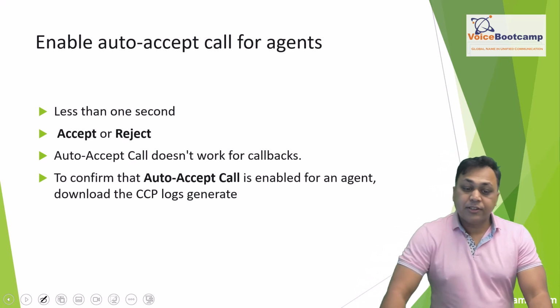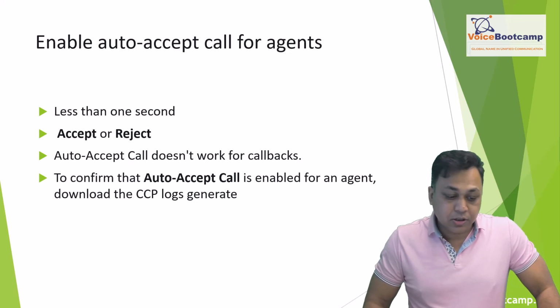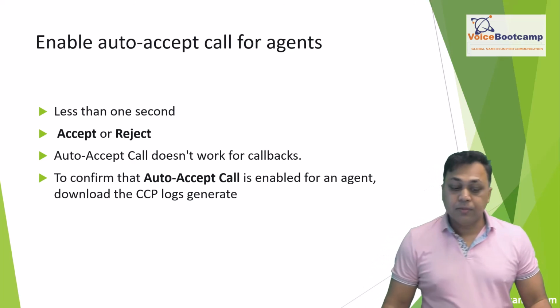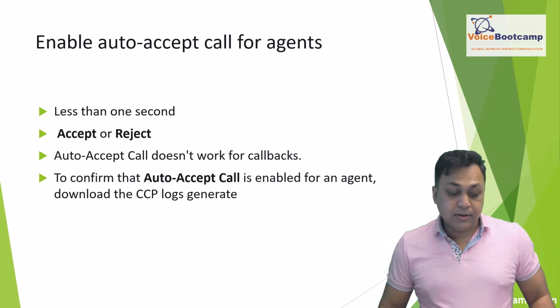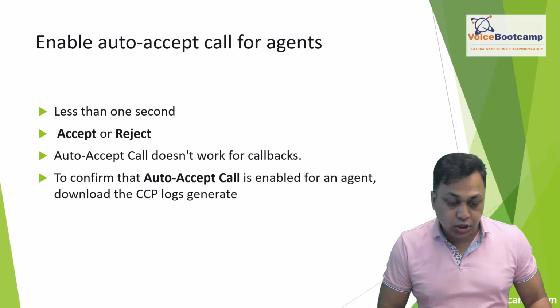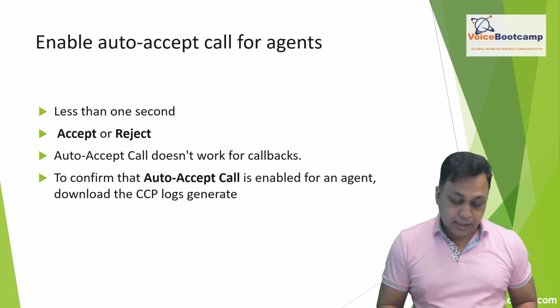Now, auto accept calls will be less than 1 second. It will either accept or reject the call. Auto accept call does not work for callback. And to confirm that auto accept call is enabled for an agent, you want to download the CCP log to ensure that it is working the way it should. All right, so these are some of the stuff that we want to do. So let's go take a look at how to claim our phone numbers.